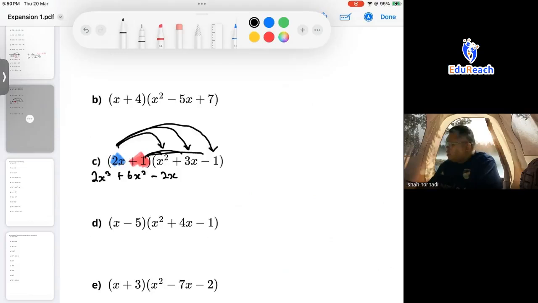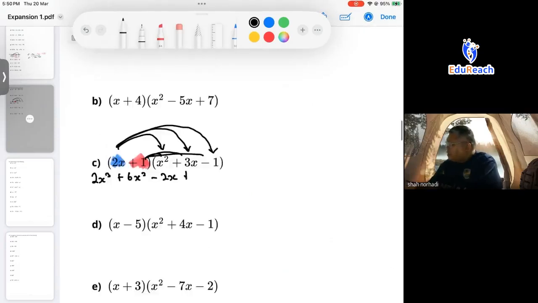All right? So we will be plus x squared plus 3x minus 1. 1 times minus 1 is minus 1, not 2. I have a lot of students, when they take 1 times 1, they give me 2. I don't know why. All right.